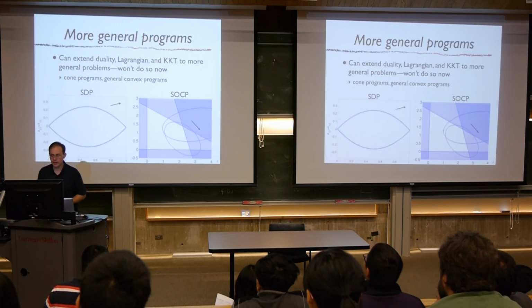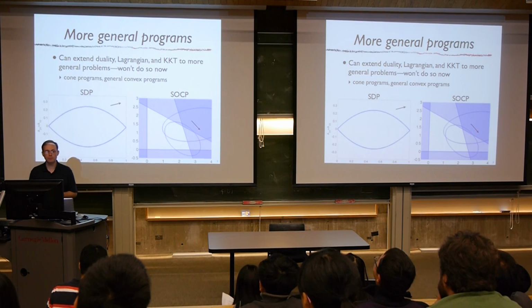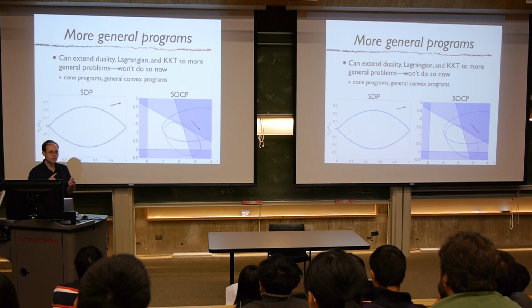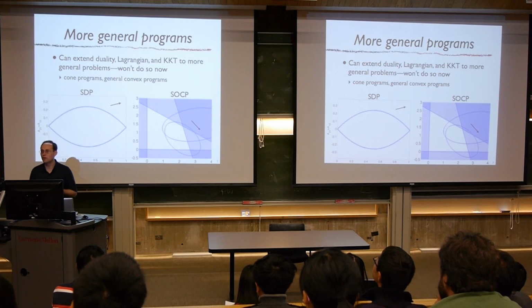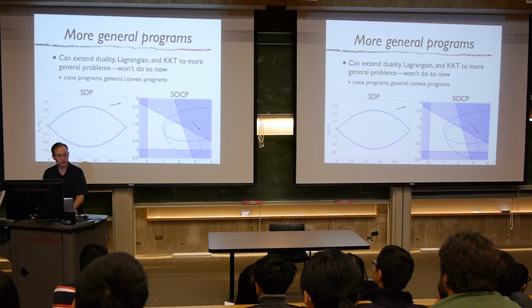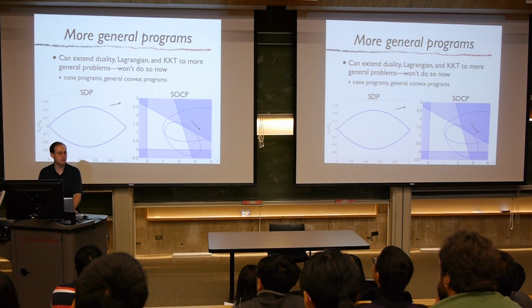The other thing I wanted to say is that all of this you can extend to more general optimization problems. There's duality, there's a Lagrangian, there's KKT conditions for semi-definite programs, second-order cone programs, a ton of other more general convex problems. We're not going to do that now, but it's useful to know, and if you ever run across problems like these, you can look up what the duality relations are, and they'll help you solve it.